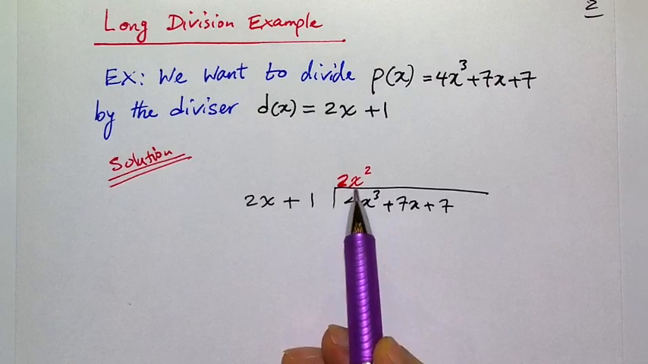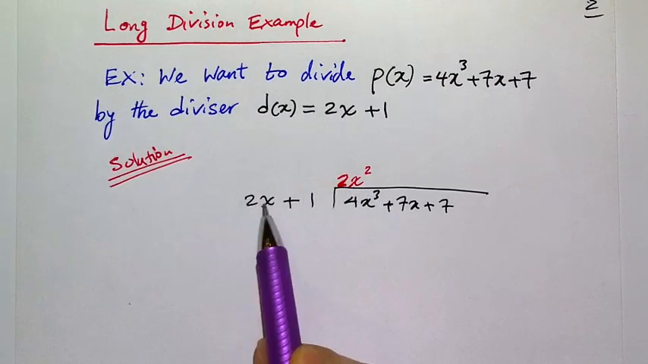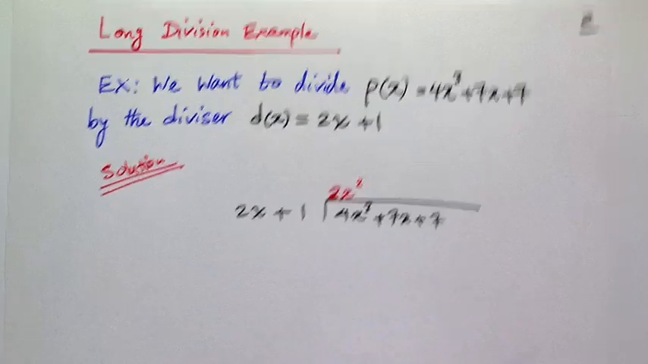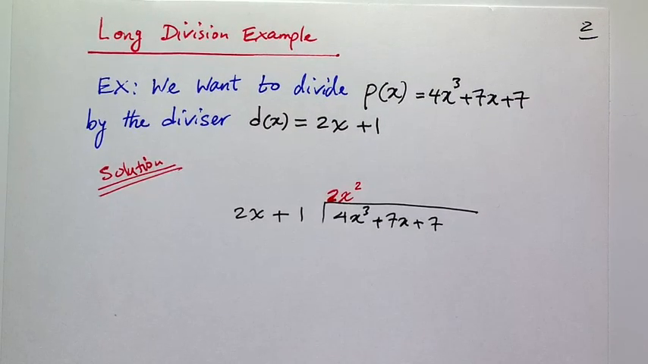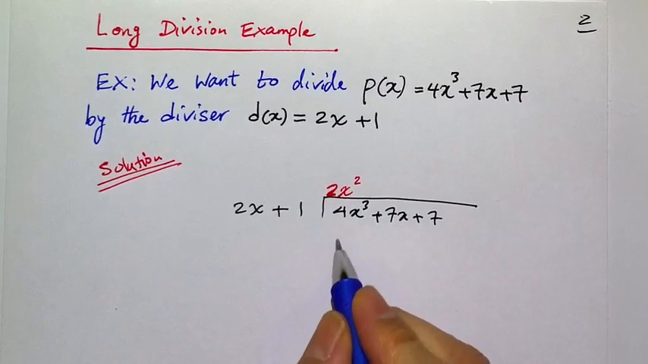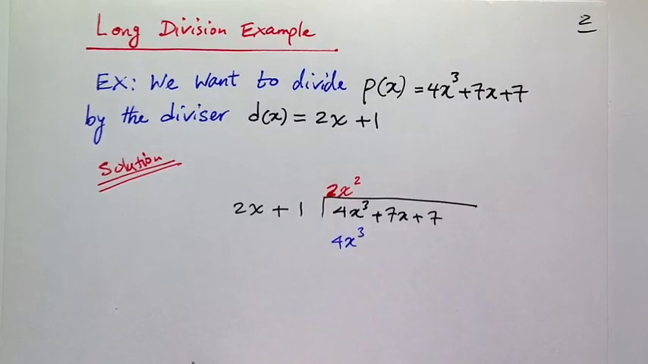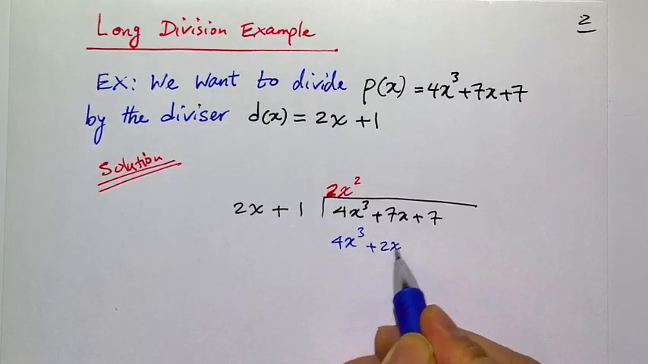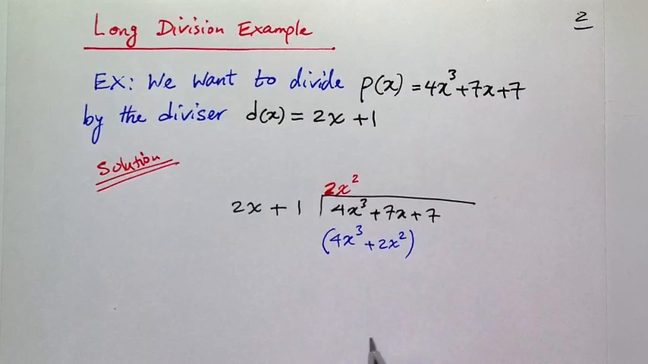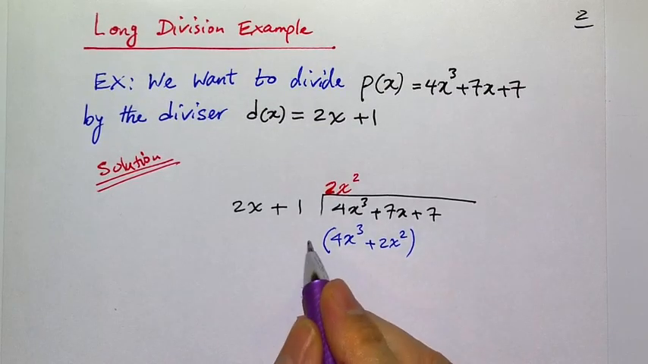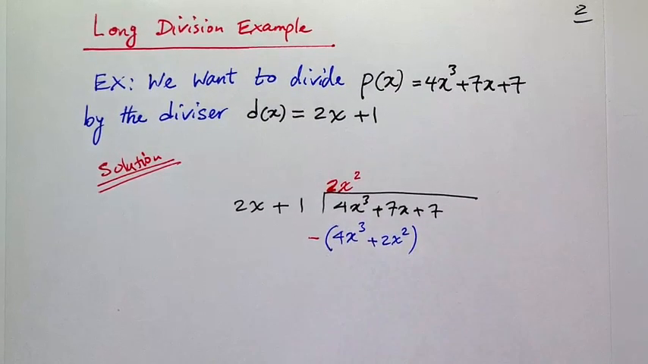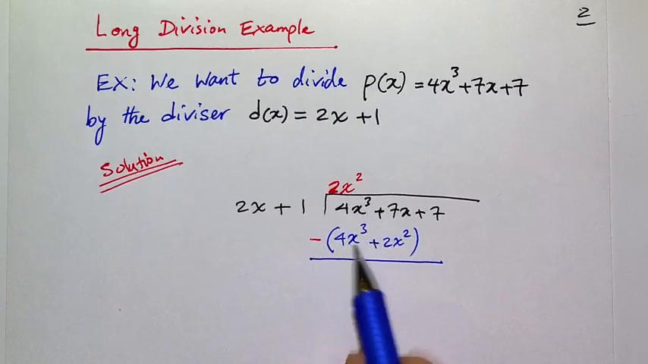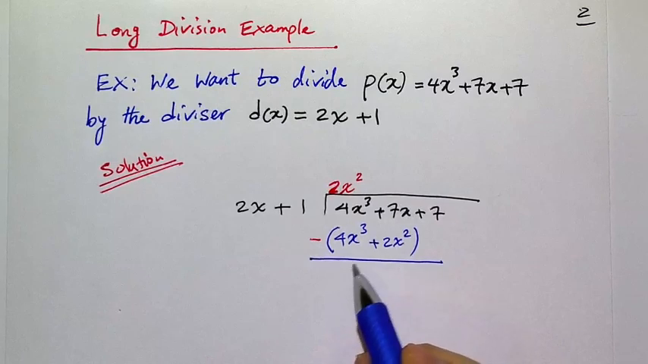Now that we figured that out, we have to multiply this by all of the terms in the divisor and write the result underneath this polynomial. Okay, so let's do that. So we have 4x cubed as we expected. Then we have to distribute this to 1 as well. We get 2x squared. And we want to subtract this result from the expression above it. Right, so 4x cubed minus 4x cubed, we get 0. I'm not going to write it down.